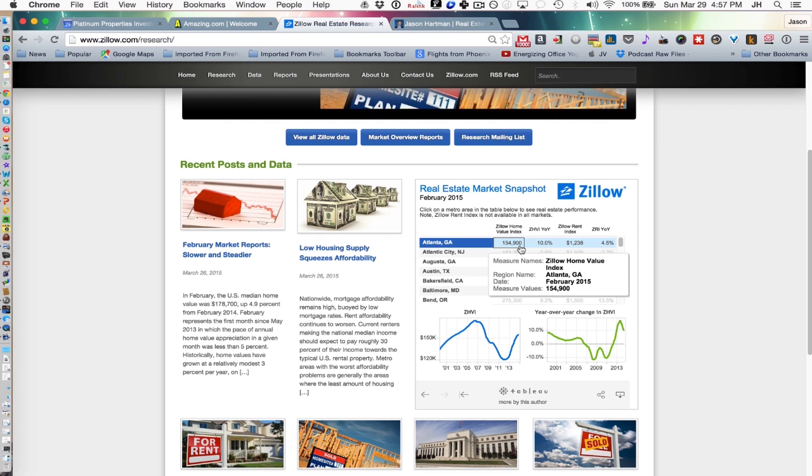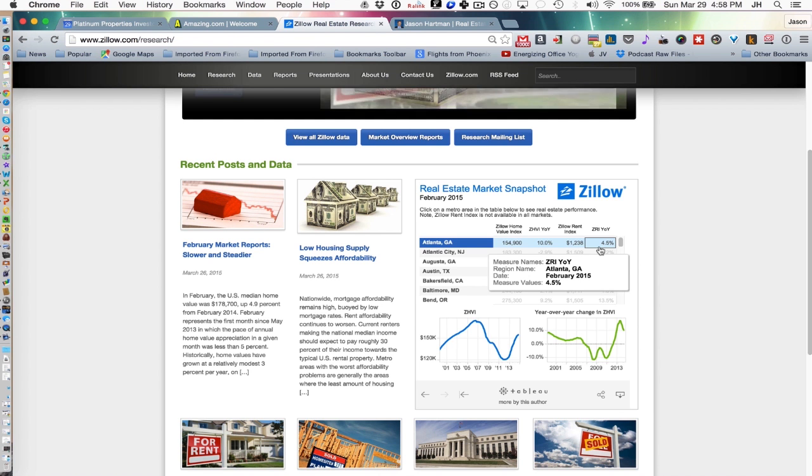So here we see 154.9, so we'll call it 155, and the year-over-year change is that prices are up by a whopping 10% in Atlanta, Georgia. That's awesome. That's really good appreciation. We see that the rent index shows $1,238. We'll just call it $1,240, and the rents are up by 4.5%. Now, I don't know about you, but I think that's pretty darn good.